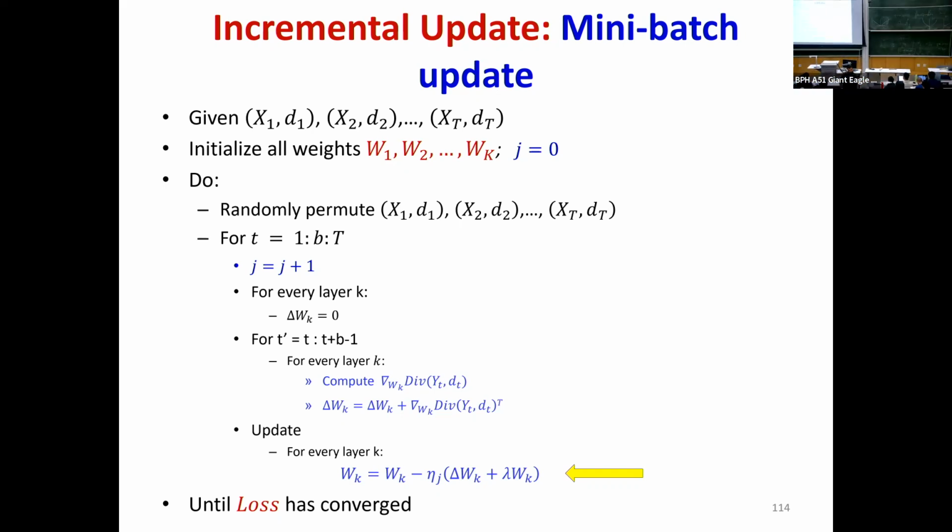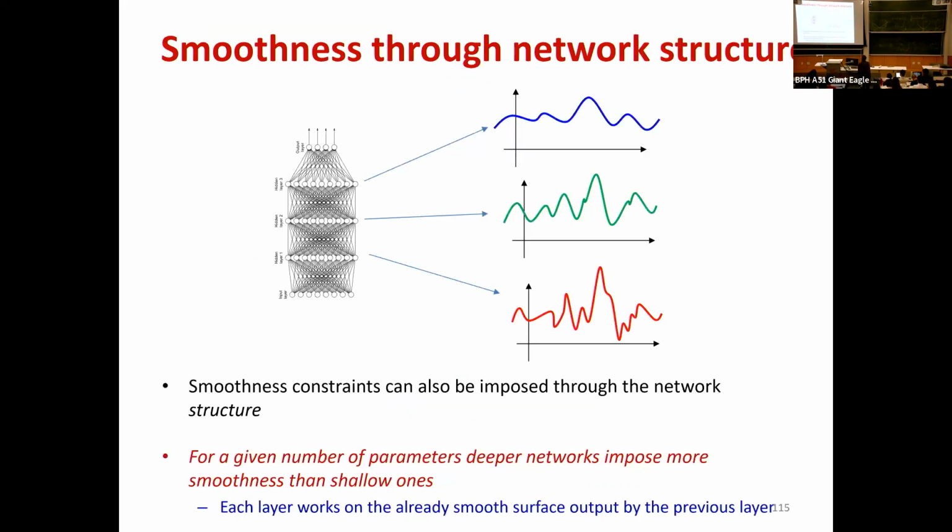Make sense? Okay. So there's one final thing I'll try to cover in 5 minutes. There's another way of applying smoothness constraints, and this can be imposed through network structure. For a given number of parameters, rearranging the network to be deeper rather than wider is going to give you smoother network functions.